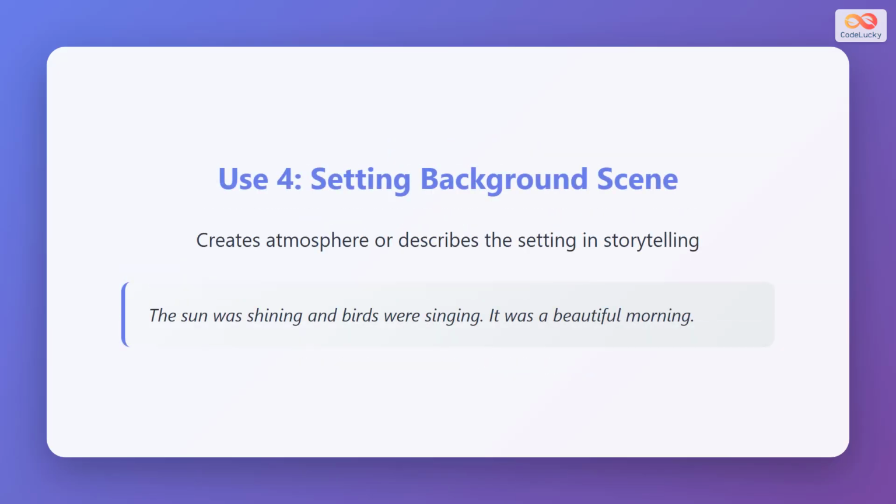The fourth use of the past continuous is to create atmosphere or describe the setting, especially in storytelling. For example, the sun was shining and birds were singing. It was a beautiful morning. These past continuous verbs paint a picture of the scene and help the listener imagine the environment. This is very common in narratives and stories.